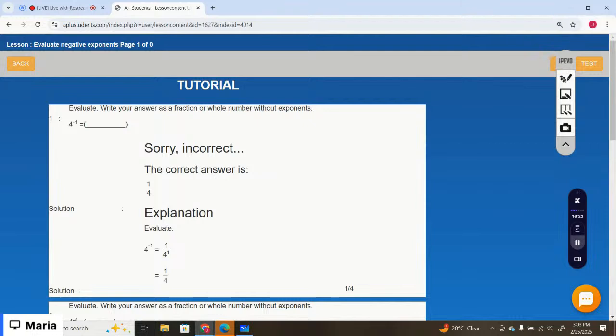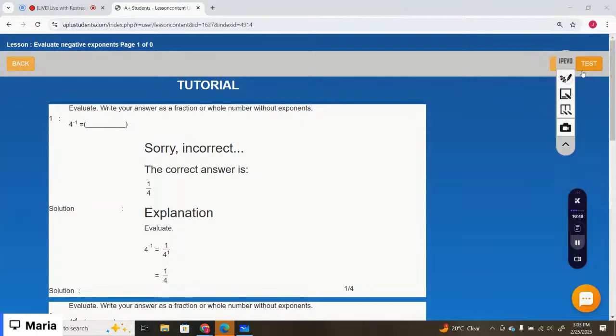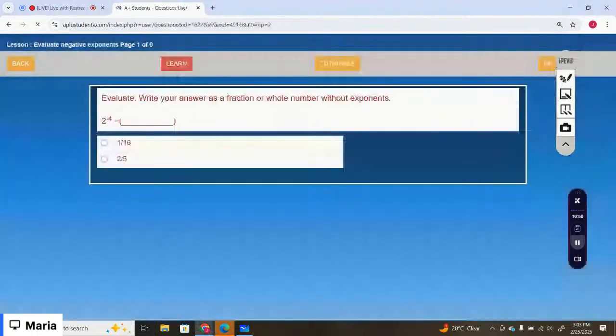For exponent -1, you can make the exponent positive by writing the number in the denominator. Like you have 4 exponent -1, you can write it as 1 over 4 exponent 1. Now the exponent is positive. So any number that has the exponent 1 is the same as the number, that is 1 by 4. Let's just start with the test questions.